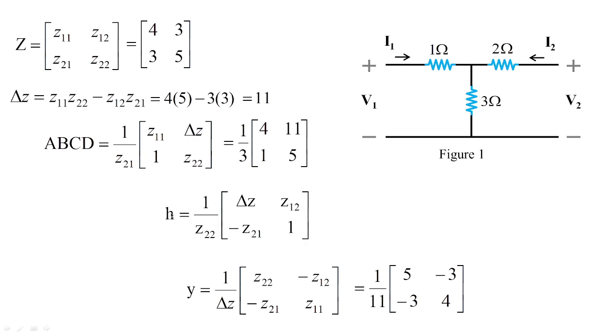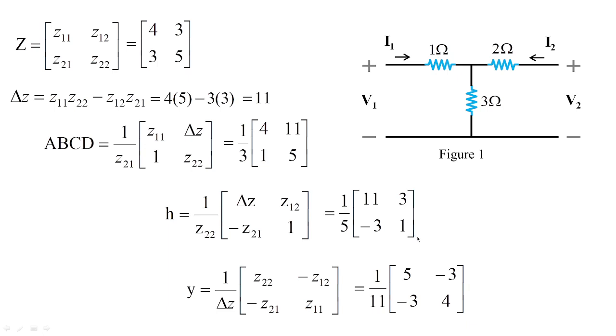Likewise, the hybrid parameters are given by H is equal to 1 by Z22 times the matrix delta Z, Z12, minus Z21, and 1. So I am going to apply these values over here, and I am going to get the H parameters in terms of impedance parameters as 11 by 5, 3 by 5, minus 3 by 5, and 1 by 5.